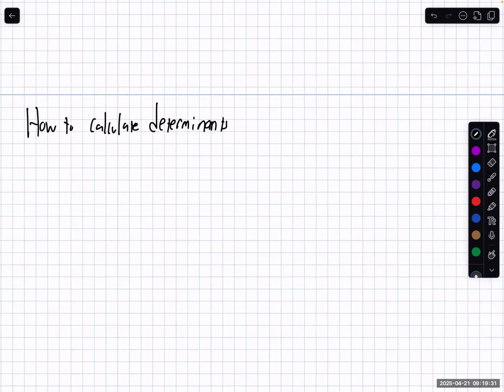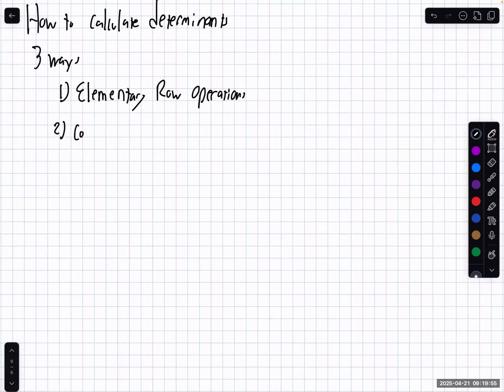Let me just talk about the calculations. So I'm going to show you 3 different ways to calculate a determinant. The first is using the elementary row operations that we learned in chapter 1. The second is what's called the cofactor expansion.